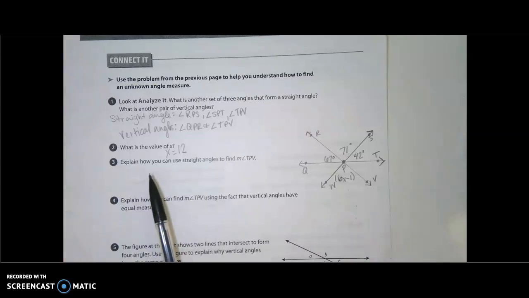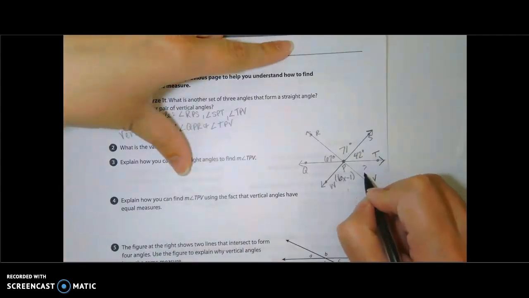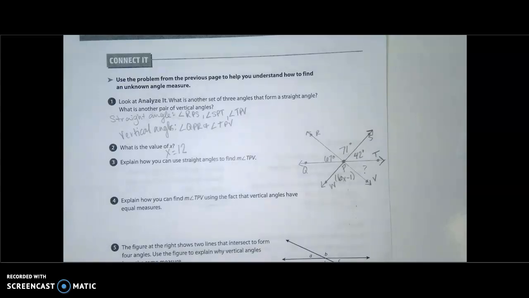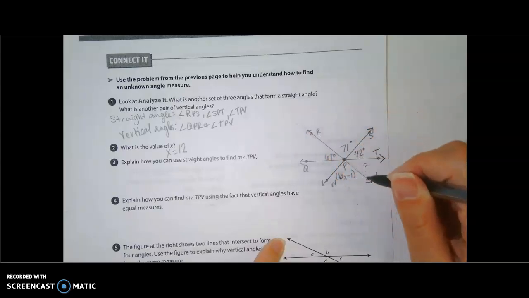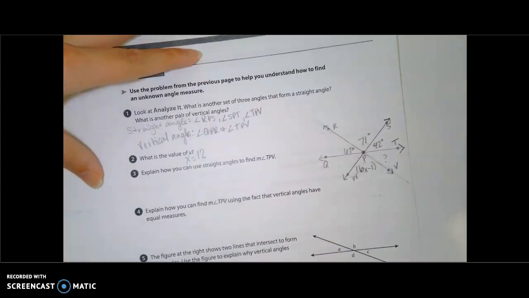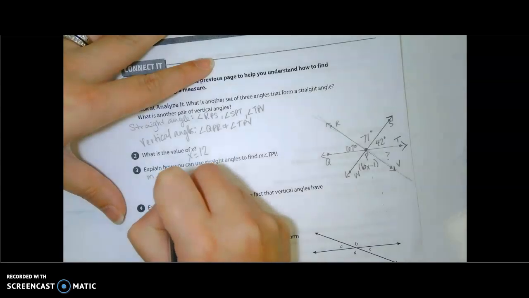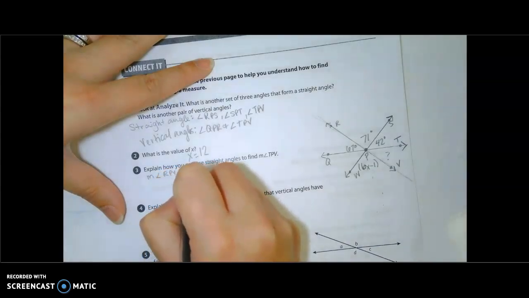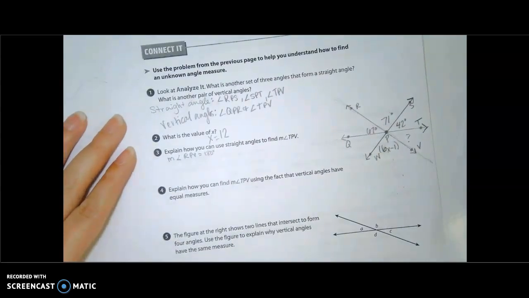Number 3 wants us to explain how we can use straight angles to find the measure of TPV. So we are looking for this angle right here. That's the one I don't know. And so we want to use a straight angle. The straight angle that best works, because we already have values, is angle RPV. So I'm going to say that the measure of angle RPV equals 180 degrees because it's a straight angle.